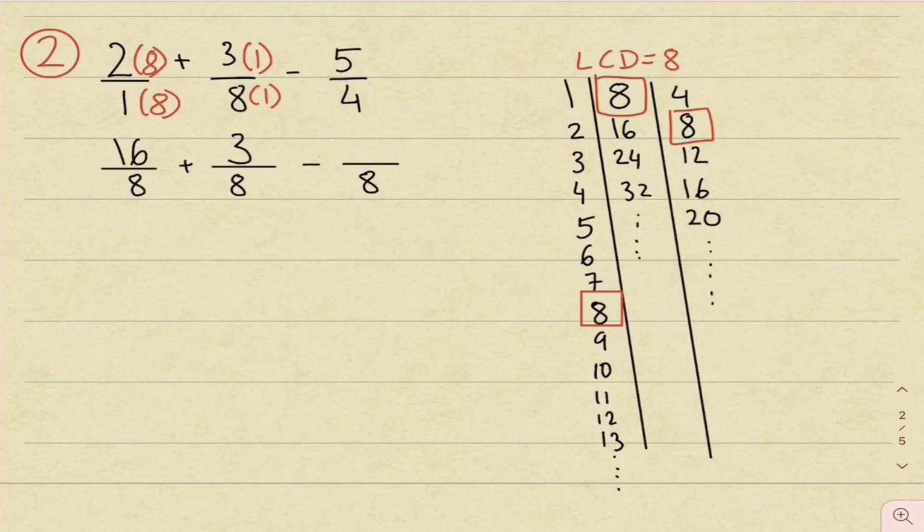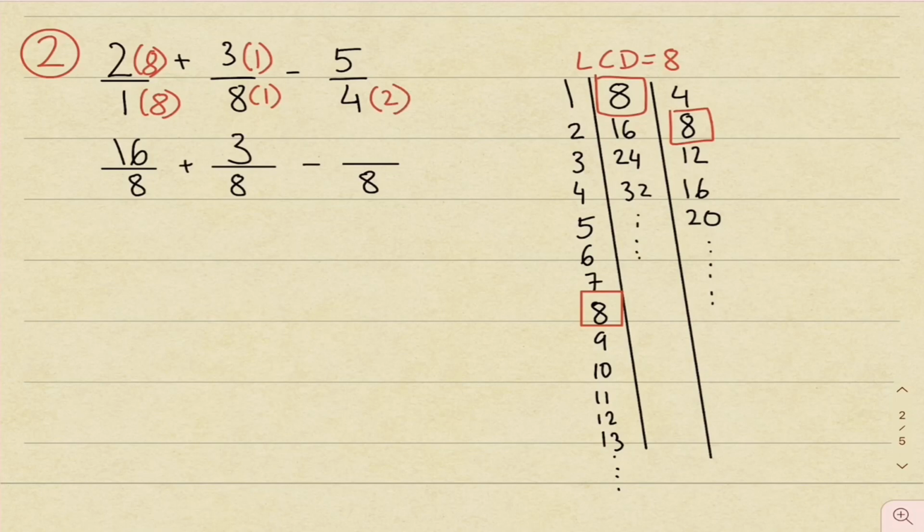And now the third fraction. To make this 4, 8, I have to multiply by a number. Let's go to the list. If you know that number, just multiply right away. If you don't know the number, just go back to the list and start counting down up to the LCD. So 1, 2. So you have to multiply by 2.